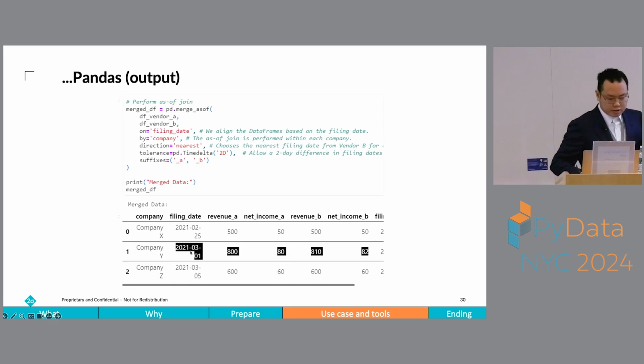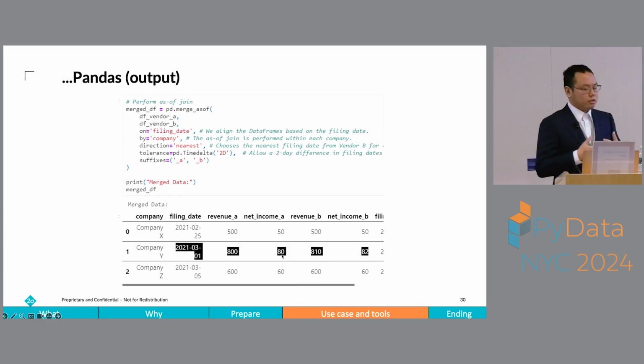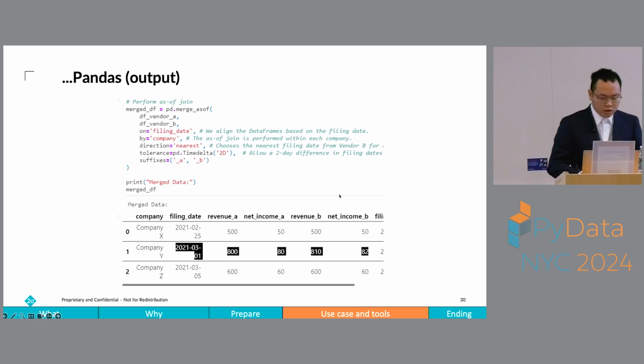The output of this is actually shown as below, right? So we align the filing from company Y on this date so that we can really compare them. Here you can see that company A and company B are reporting differently. Vendor A reported 800 and vendor B reported 880. Those are the diffs that we care about and want to highlight.